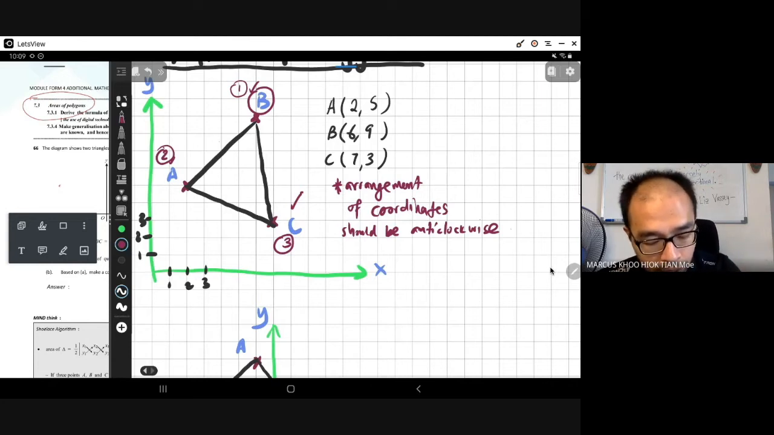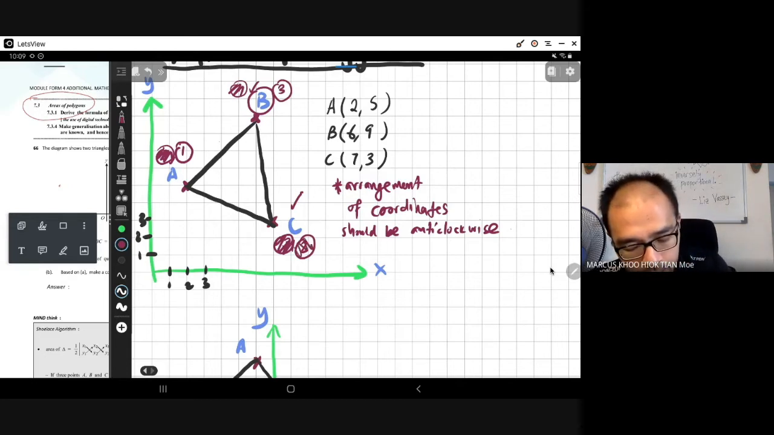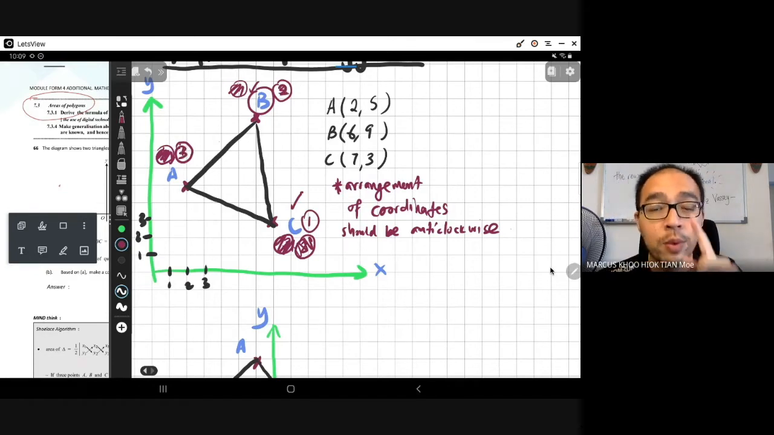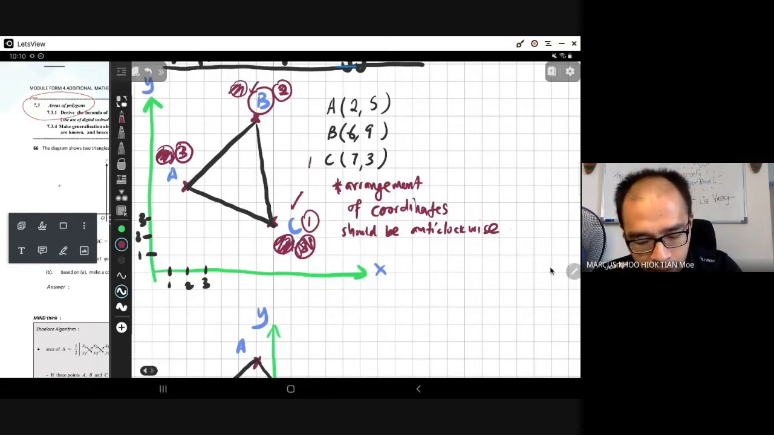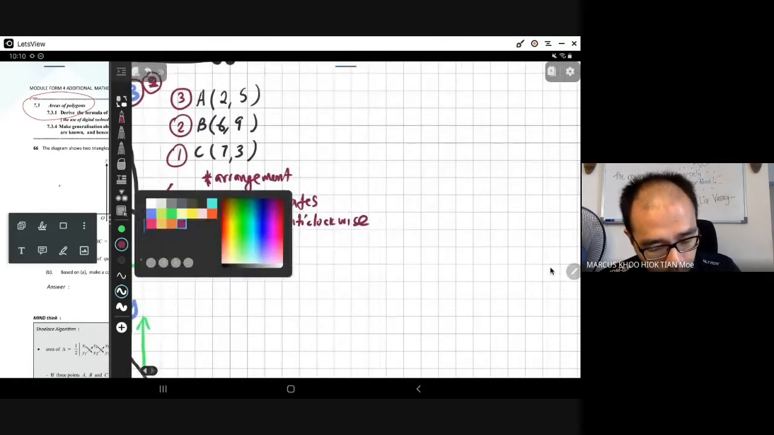If I want to start with A as the first one, then C must be the second one, and B must be the third one. If I want to start with C, then C is the first one, B is the second one, and A is the third one. The most important thing is the arrangement of the coordinates must be anti-clockwise. So let's say I'm going to do this arrangement: C is the first one, B is the second one, and A is the third one. So how do I find the area?